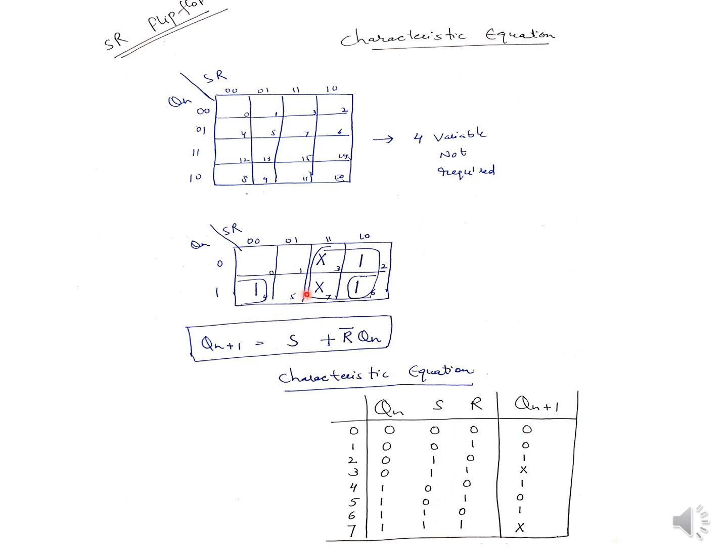And how many combinations are there? There are a total of 8 combinations. So we will use the 3 variable K-map. A 4 variable K-map is not required here, so we are not going to use it. We are going to use the 3 variable K-map. As you can see here, 0, 1, 2, 3, 4, 5, 6, 7. You all know how to determine this; I have already covered it in the lectures.